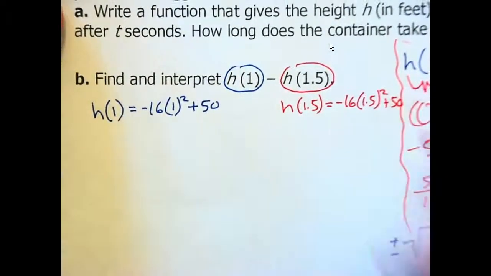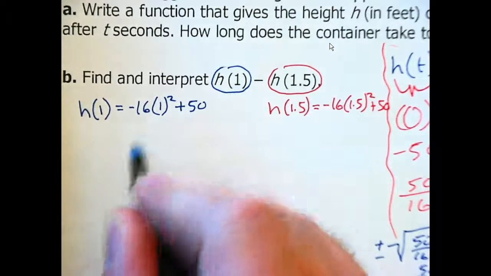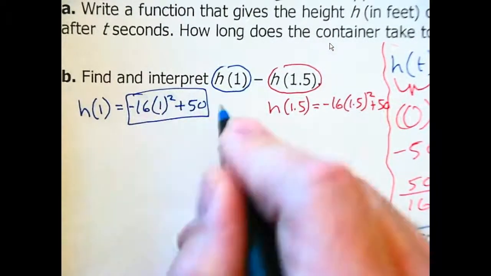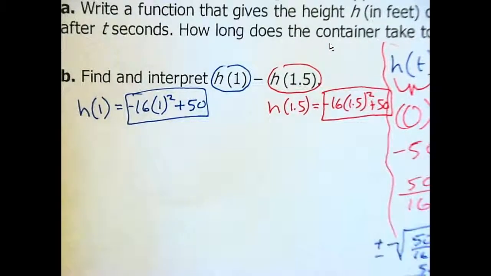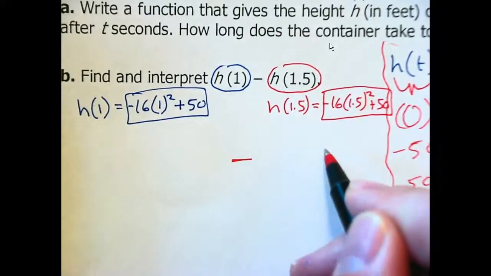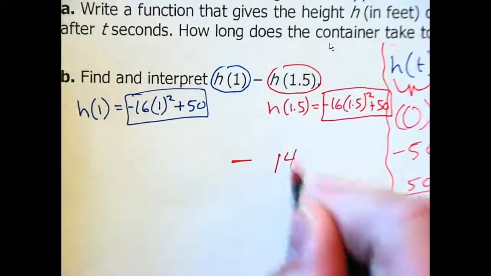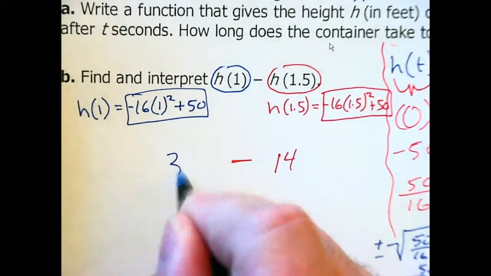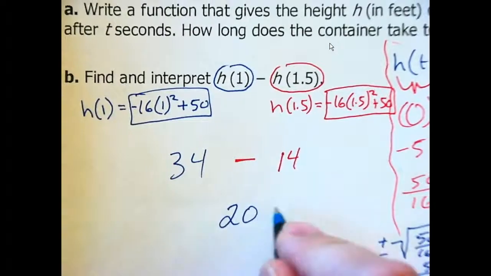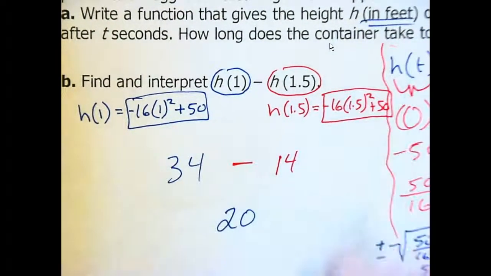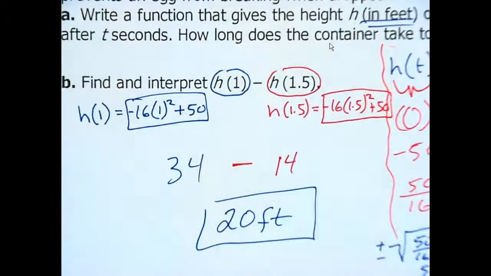When I evaluate this chunk and subtract it from this chunk, what is this chunk? 14. And what's this chunk? 34. And 34 minus 14 is 20. And height is measured in feet, 20 feet. So we found what it is. How do we interpret that answer?